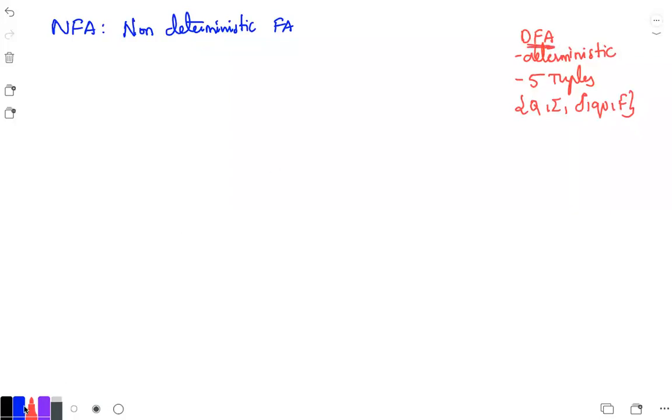Now coming back to NFA, non-deterministic finite automata. I will explain all the differences. The first thing is it is non-deterministic. The second point is it too is the same as a DFA with 5 tuples: Q, sigma, delta, Q naught, and F.